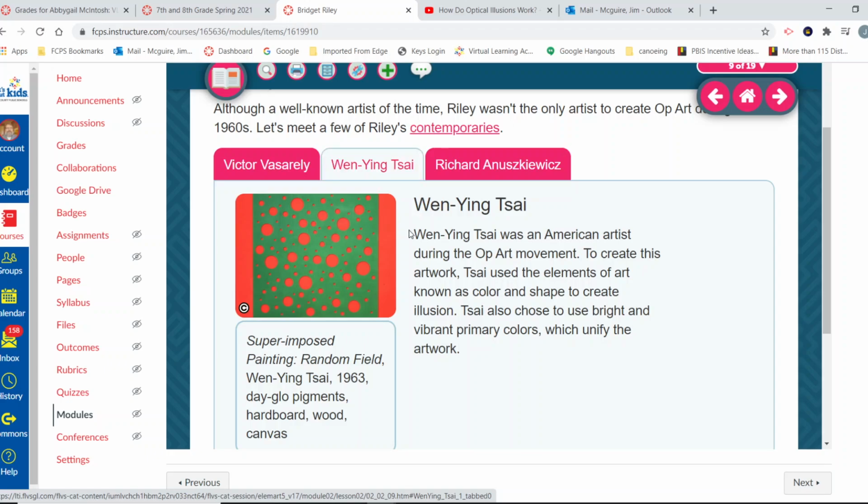Wen Ying Tsai was an American artist during that pop art movement. He created artwork using color, shape, these contrasting colors, these complementary sort of colors. I know red is technically the complement of green, but we see this is sort of a red orange, so they sort of have that complementary color, that back and forth creates this tension. You almost get the impression of shadow as they approach each other.